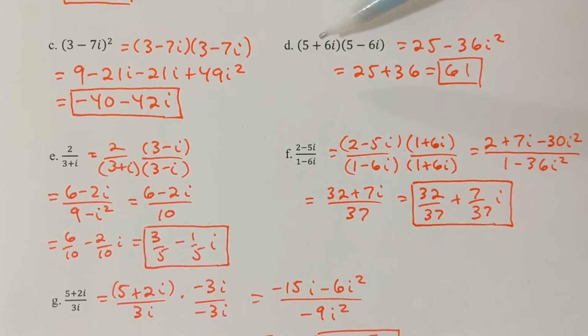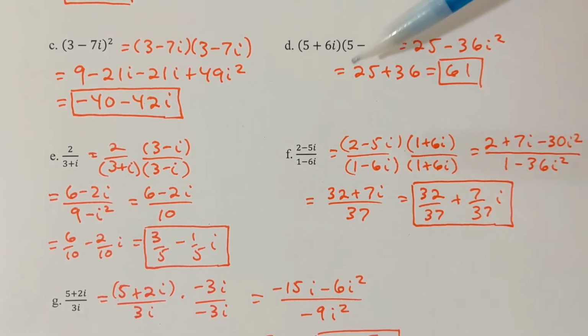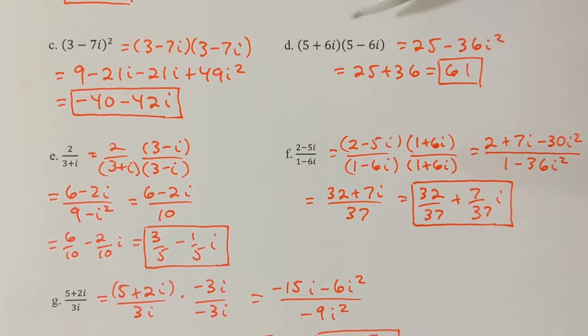Part D, 5 plus 6i times 5 minus 6i. These are conjugates of each other because the expressions are the same, just the sign is different. Okay, I talked about the term conjugate in another video when we were working with radicals. But this is another FOIL it out, okay? So let's go ahead and do that. 5 times 5 is 25. -30i plus 30i is 0 in the middle, okay? Because the signs alternate, we get 0 in the middle.